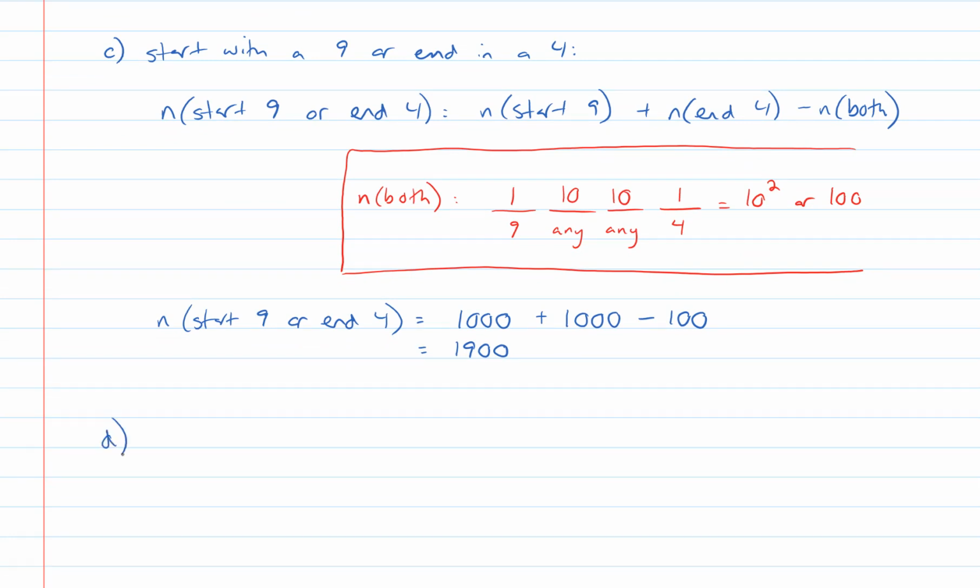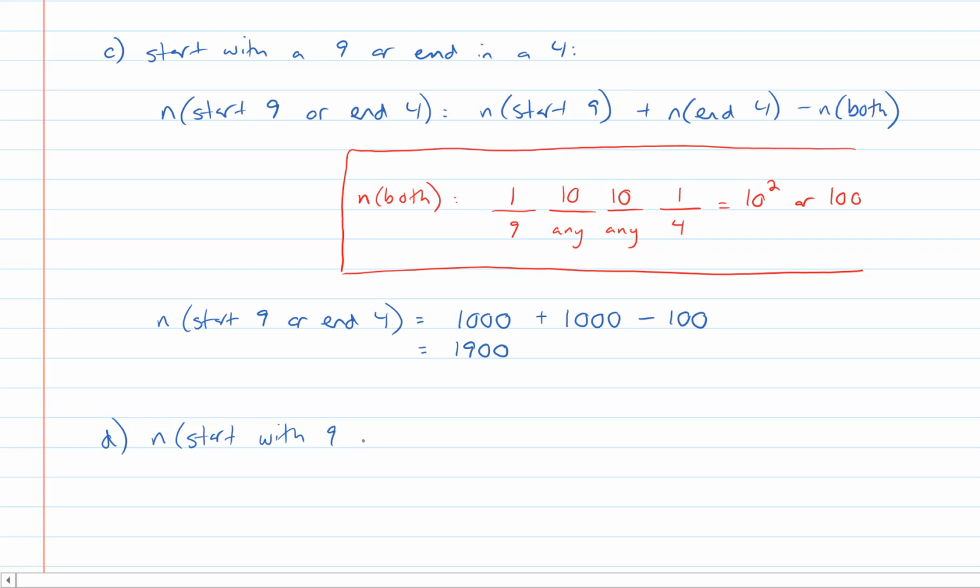So now for part D, we can do that exactly the same way. We can say that, using the addition rule, the number that start with 9 or 4 will be equal to the number that start 9 plus the number that start with 4 minus both.